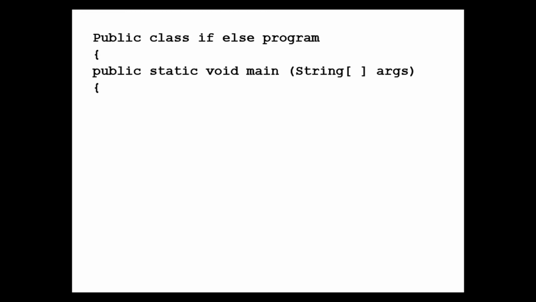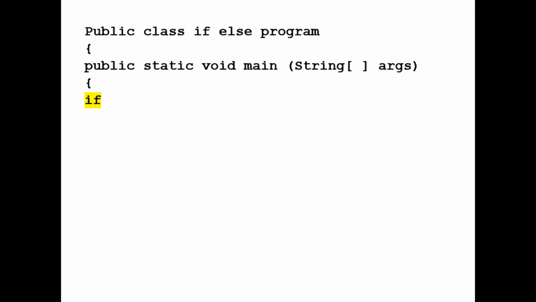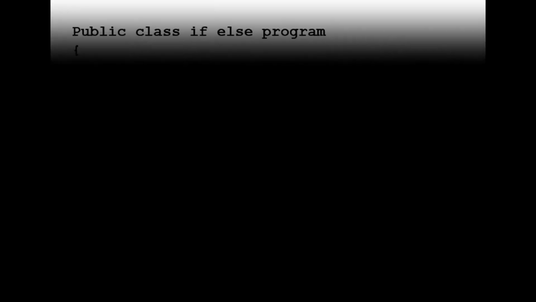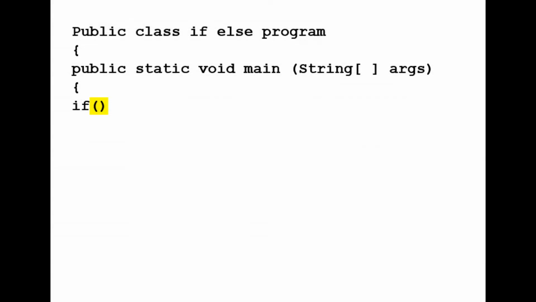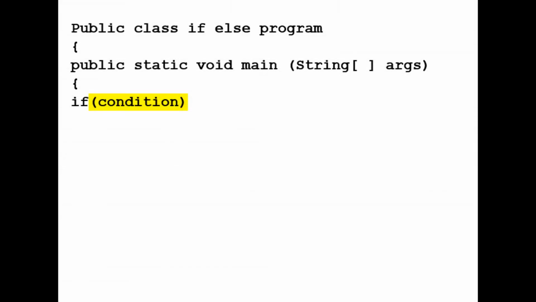In the beginning of the program we have created a class named else if program under the method. Let's say you are going to write a program where you need to execute some of your code depending on some conditions. So the first thing is how to use if. We need to use the keyword if and then a pair of parentheses, and between the parentheses we write the condition, or the expression which evaluates to either true or false.